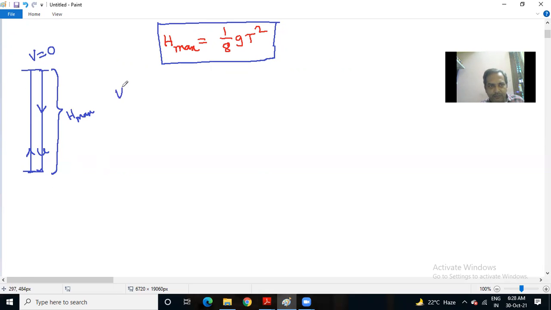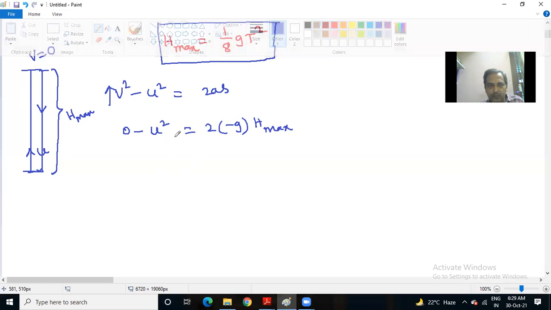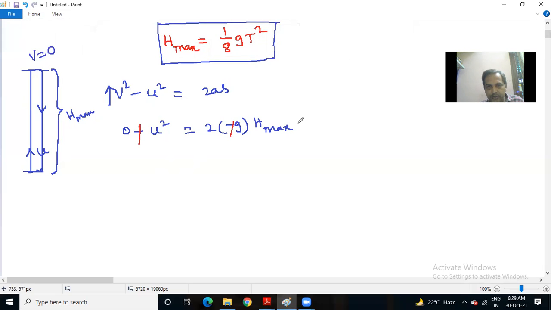Now make use of v square minus u square is equal to 2as. So while going upwards, final velocity will be 0, initial velocity is the one provided. Going upwards, g is permanent, a will be minus g. S will be H max. So the negative gets cancelled on both sides, and you will get u square is equal to 2g H max. Call this equation 1.